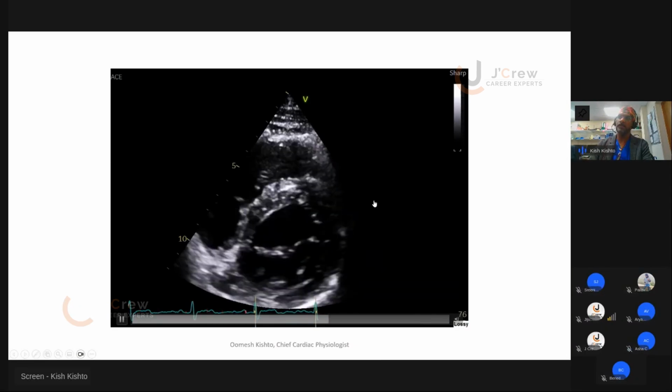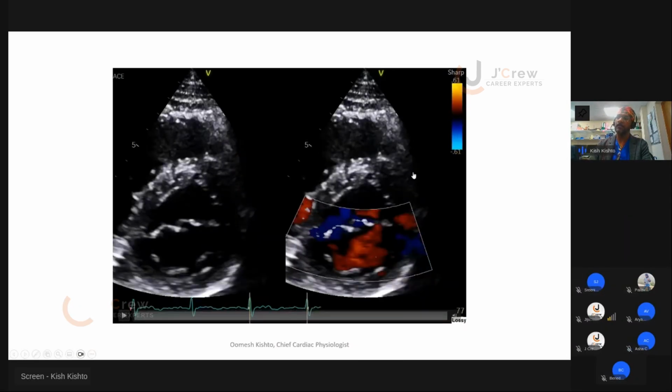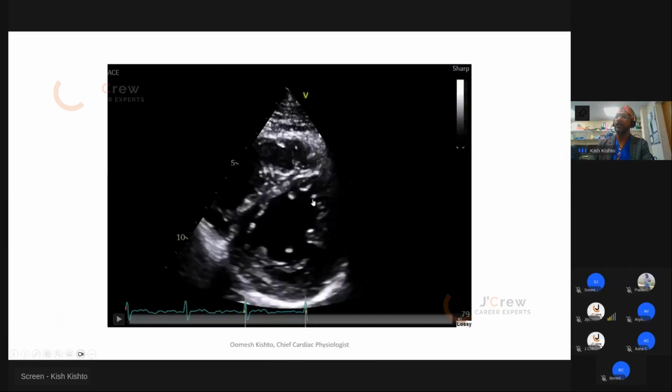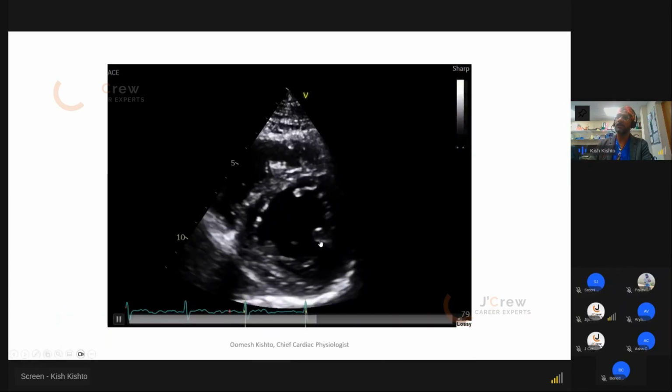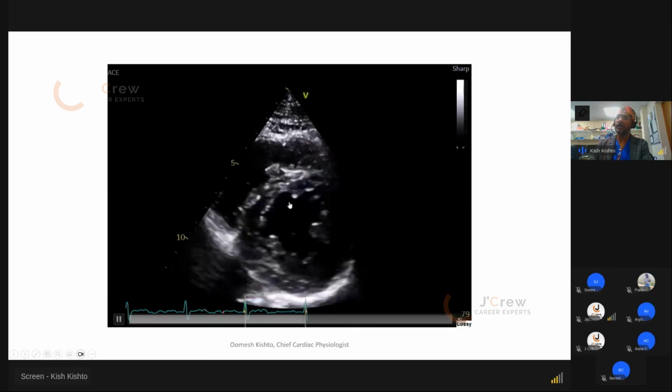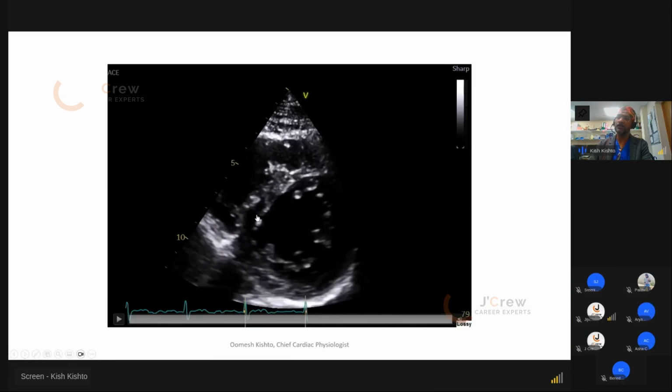Like yesterday I said, just put the color in first to see if there's any regurgitation. And then for this image, now I'm going down to the papillary muscle, and these are good places where you can measure the dimension of the wall thickness, but just be careful of the trabeculation. Can you see all this trabeculation? So make sure it's measured appropriately.